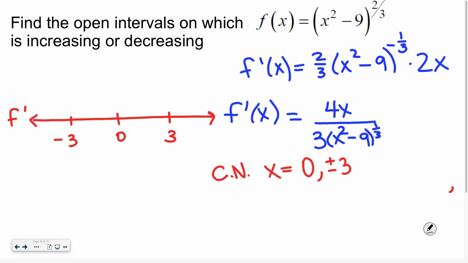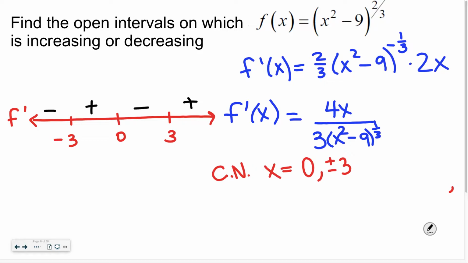A word of advice from your teacher. When you have a fraction, think about what sign the numerator is, and think about what sign the denominator is. Like this interval right here, if we were to plug in 1, our numerator's positive, but our denominator's negative. So positive over negative makes negative. What's this interval? Positive. What's this interval? Positive. What's this interval? Negative.